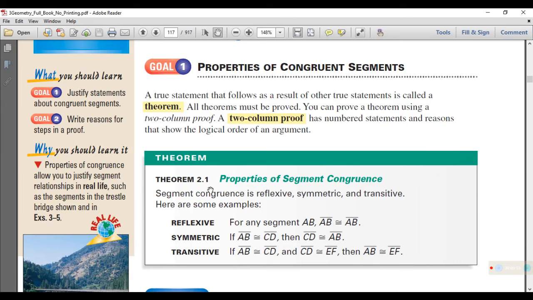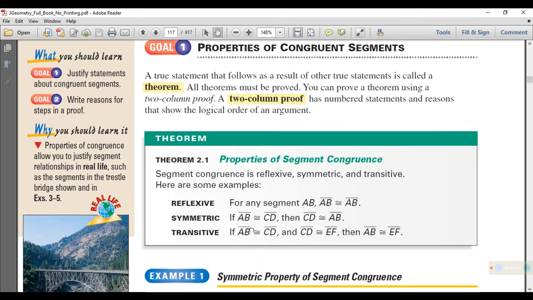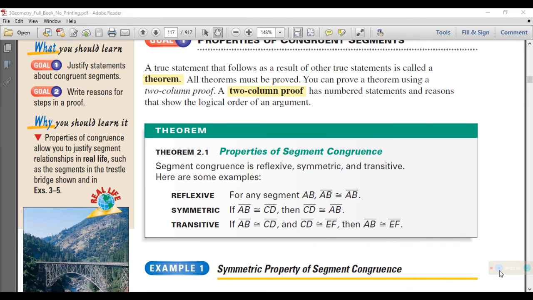Let's start with this theorem. So we have Theorem 2.1 in our book, the properties of segment congruence. Meron siyang tatlong properties. Segment congruence is reflexive, symmetric, and transitive. This is similar to the properties that we discussed in algebra before. Reflexive: for any segment AB, segment AB is congruent to segment AB. Pareho lang yung nasa left-hand side at saka nasa right-hand side.